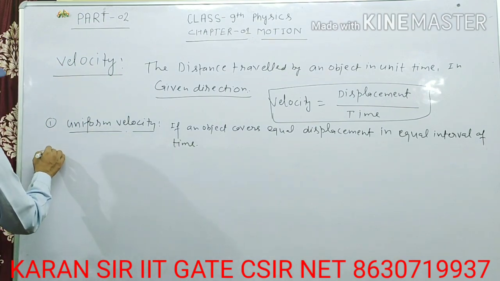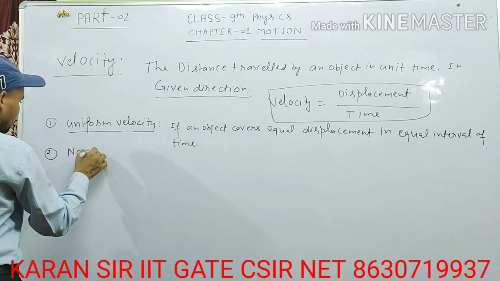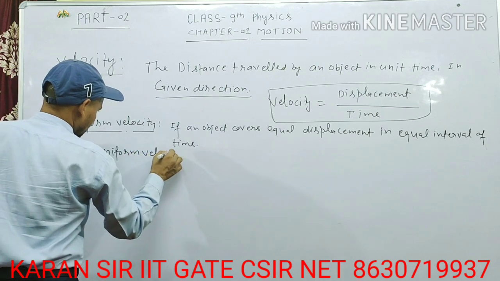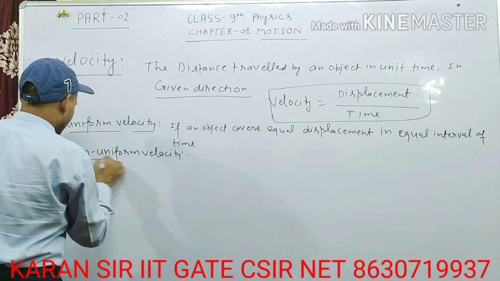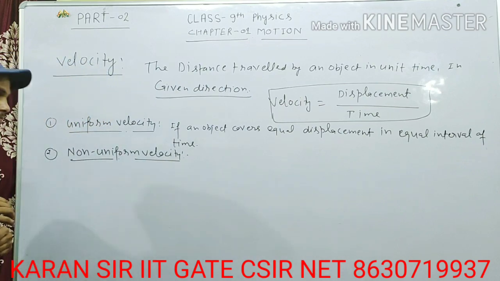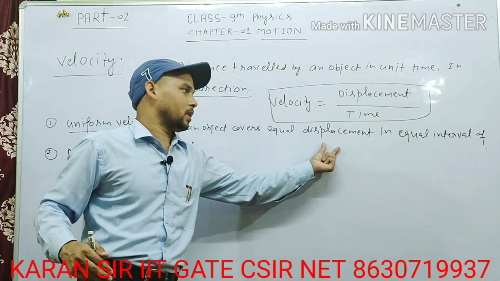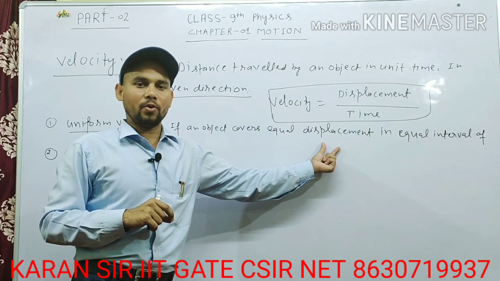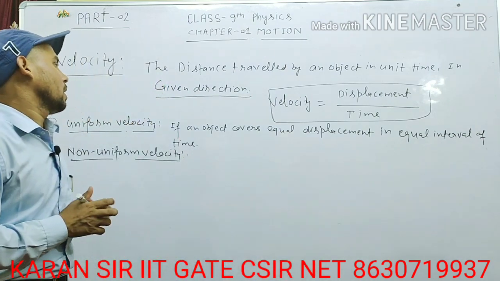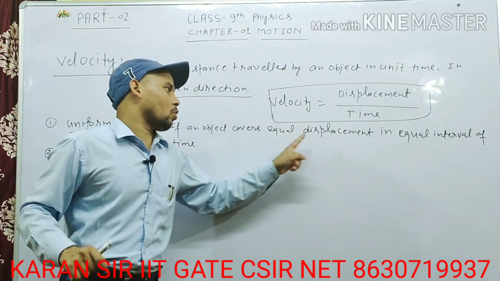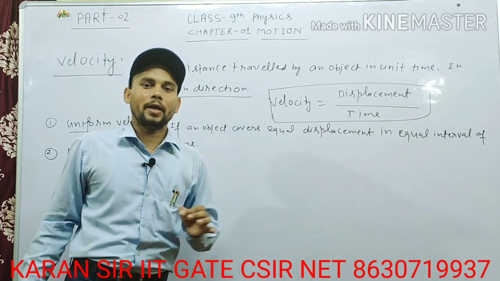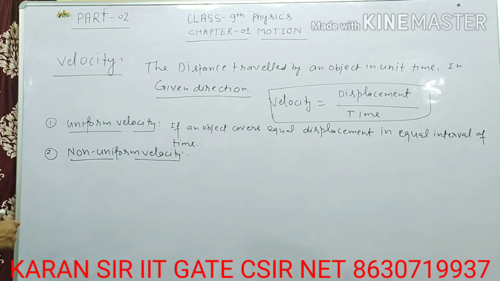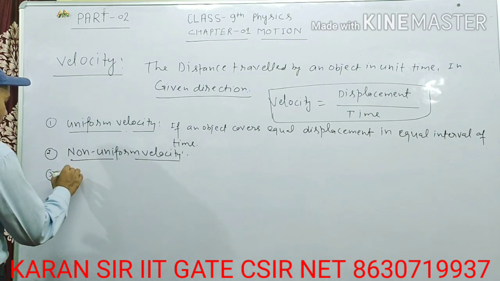Understand? And second is the non-uniform velocity. So what is the non-uniform velocity? If an object covers unequal displacement in equal interval of time, then the velocity is said to be non-uniform velocity. Listen once again. If an object covers unequal displacement in equal interval of time, then the velocity is said to be non-uniform velocity.